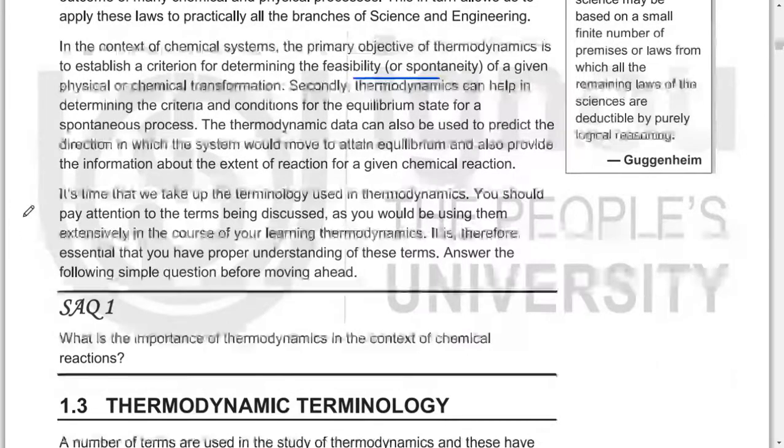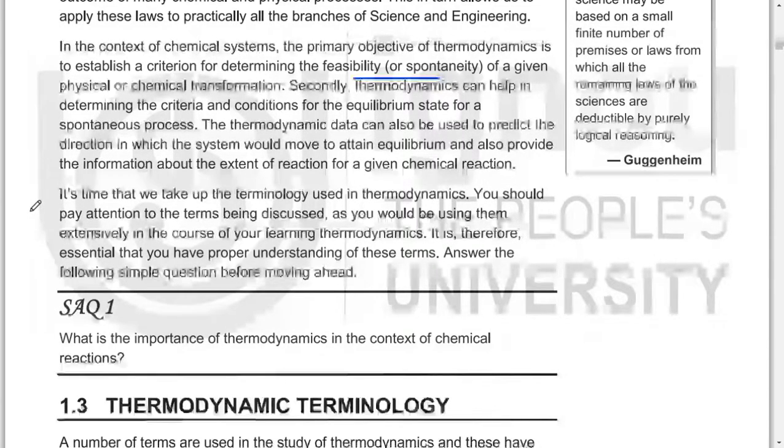It's time that we take up the terminology used in thermodynamics. You should pay attention to the terms being discussed, as you would be using them extensively in the course of your learning thermodynamics. It is therefore essential that you have proper understanding of these terms. Answer the following simple questions before moving ahead.